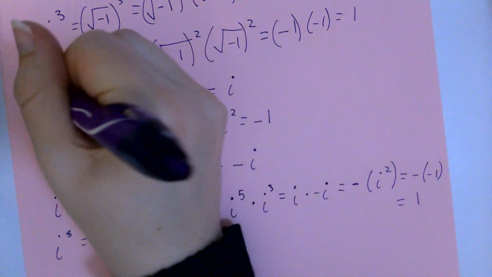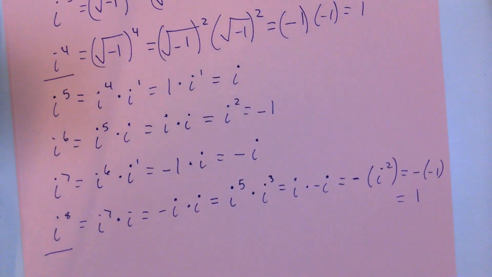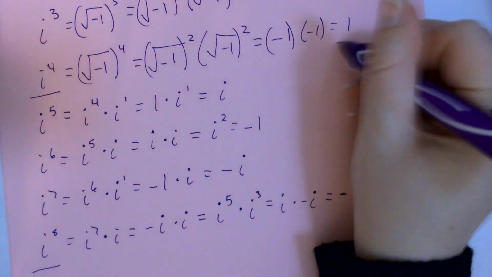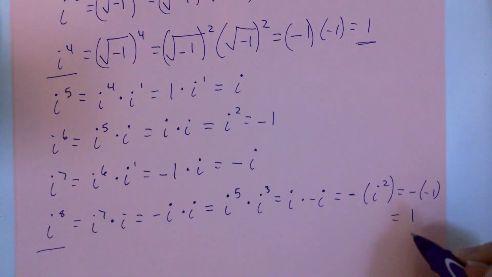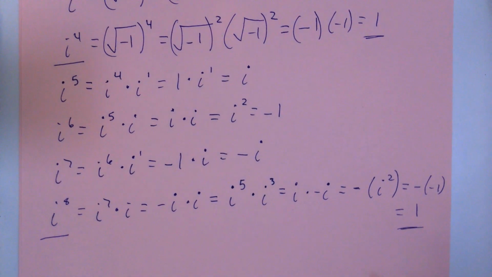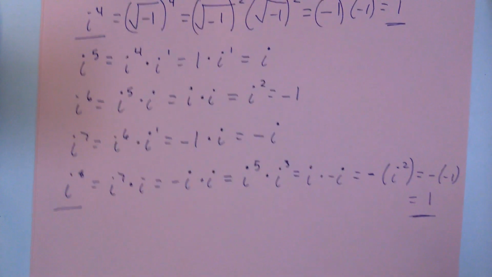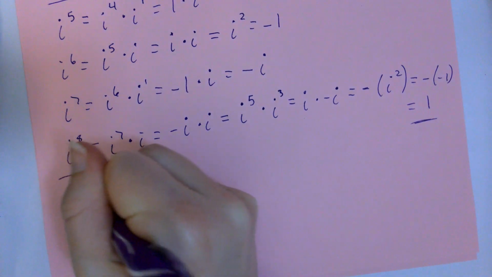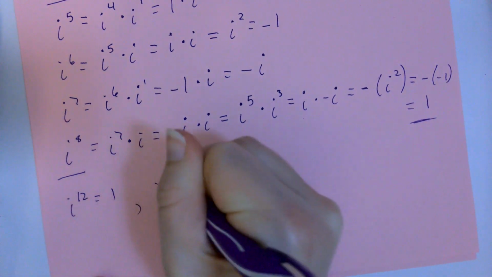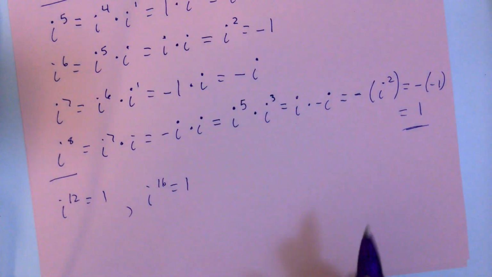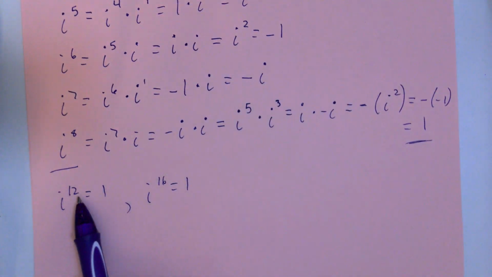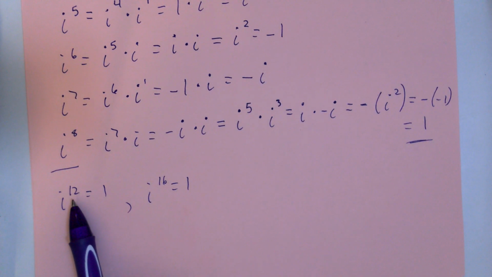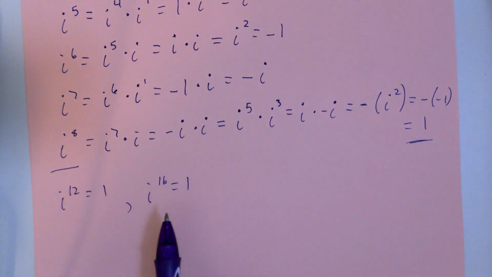So what you'll notice is that every multiple of 4 is 1. So i to the 4th was 1, and i to the 8th was 1, and then if you do i to the 12th, that's also going to be 1. i to the 16th is going to be 1. So if i is to an exponent that's a multiple of 4, it's going to be 1.